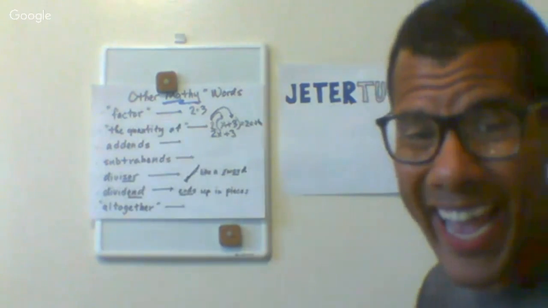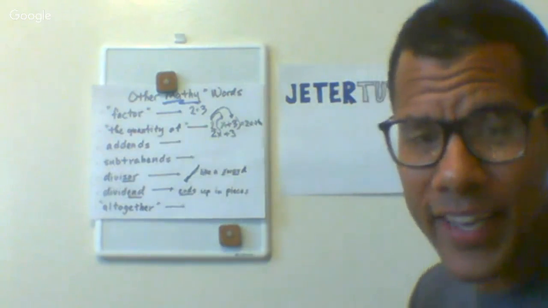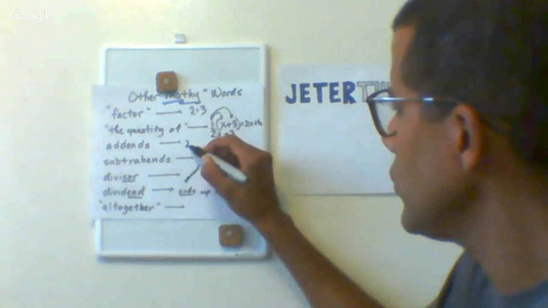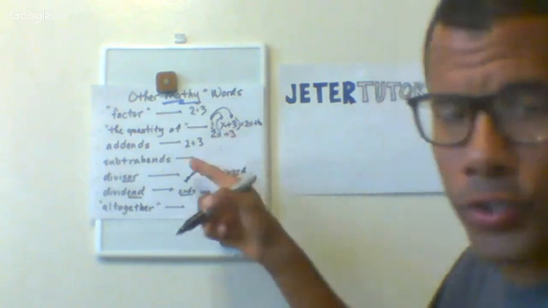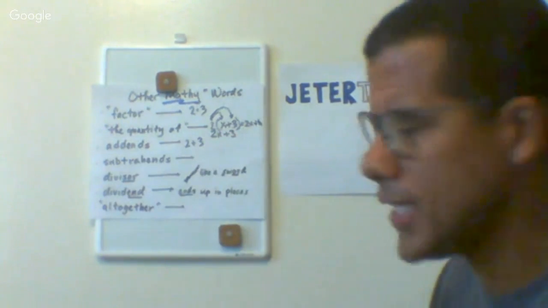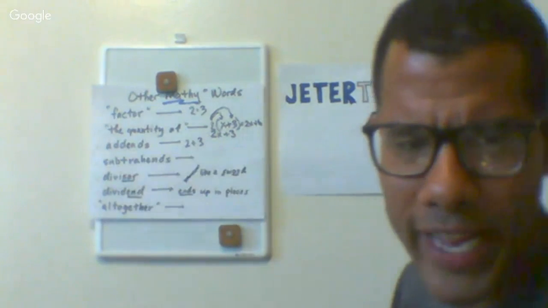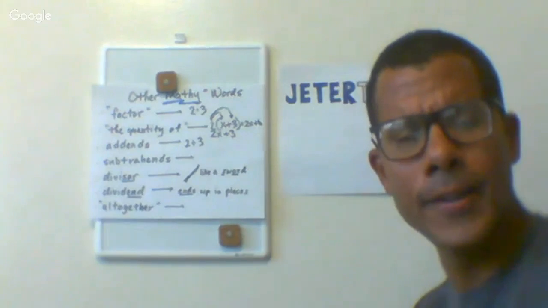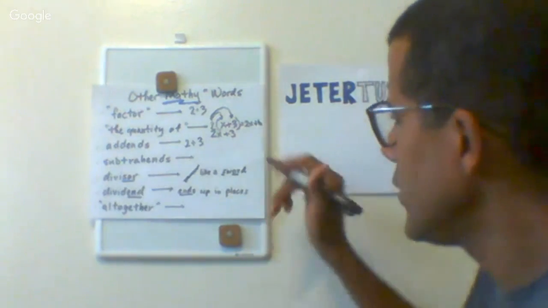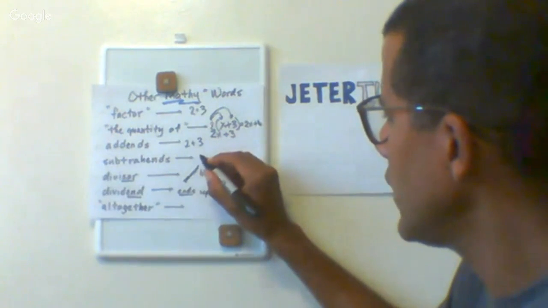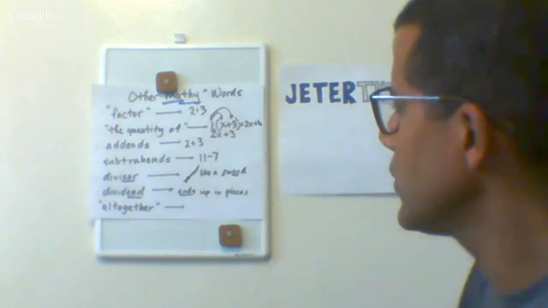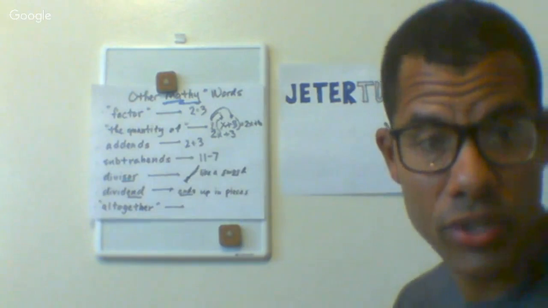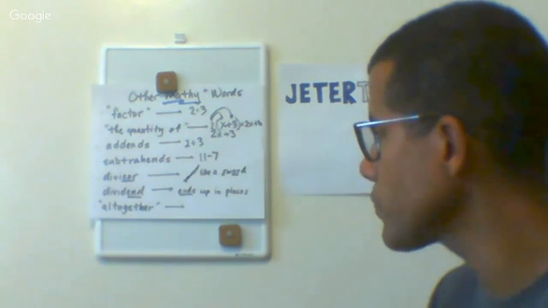Okay, next one, addends. Addends are things that are added together. So that's 2 plus 3. So 2 and 3 are addends. Okay, subtrahends. Now this is one of those things where you go, boy, I forgot that. Subtraction, right? Subtrahend. So like 11 minus 7. The subtrahend is 7. That's the thing being subtracted.